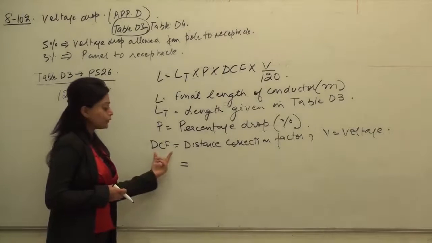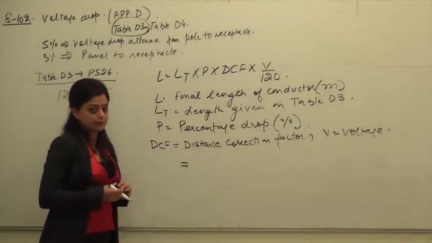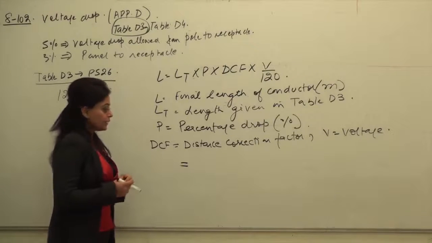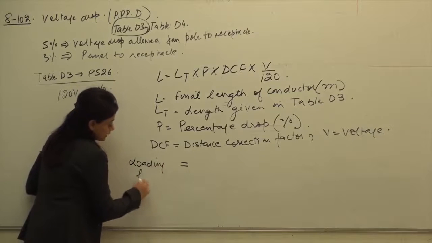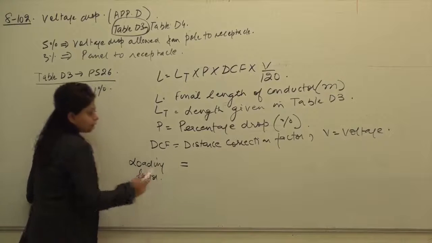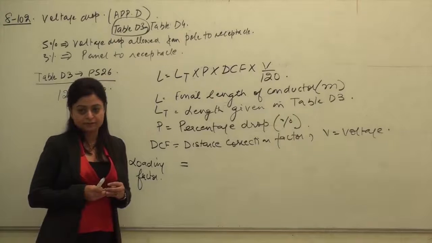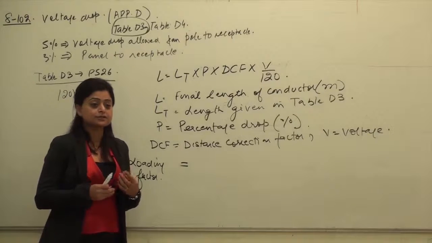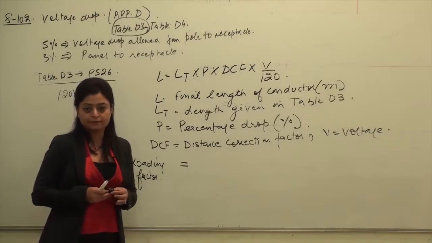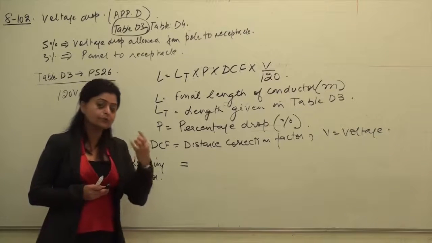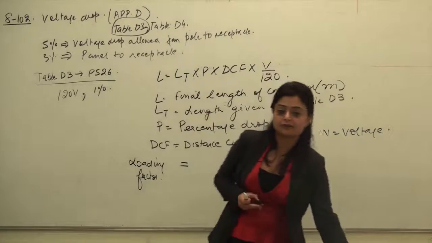Now let's understand how to calculate DCF. DCF is given by a ratio of 2 numbers. First thing you're going to do is find out the loading factor. What does loading factor mean? Let's say I have a conductor that I'm using for 25 amps, but it has a capacity to carry up to 50 amps. What's my loading factor? 50%. Yes or no? So 50%, once I find that number, I will come to page 527 of my book.